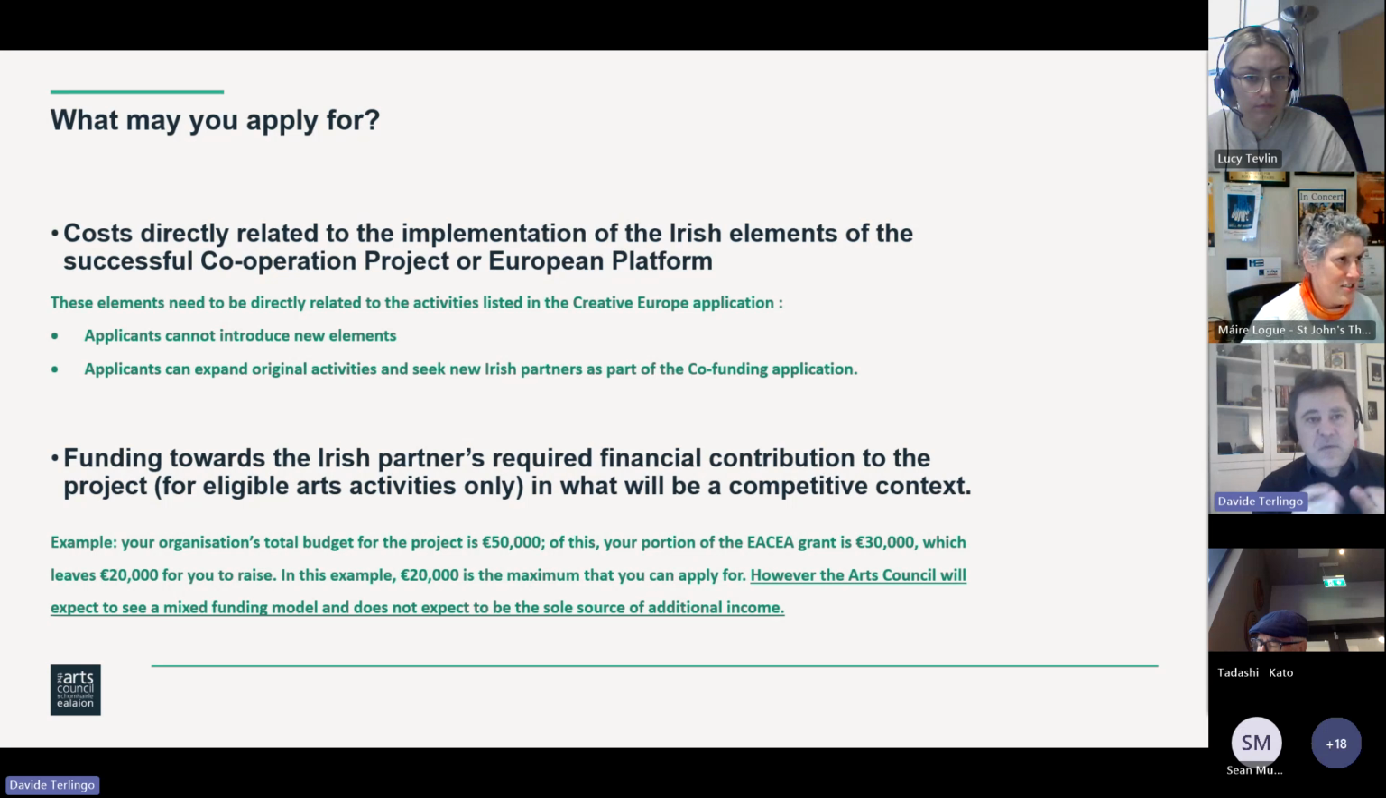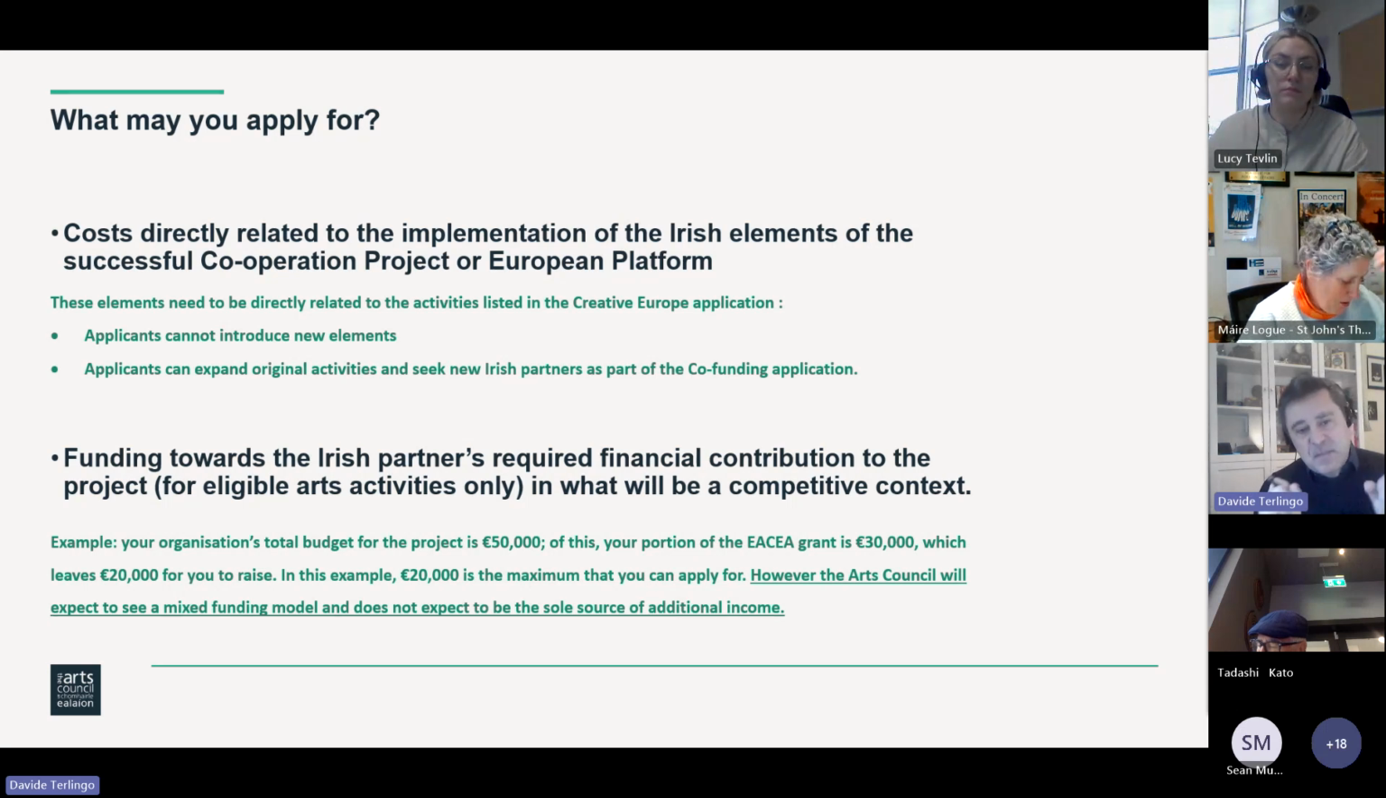For instance, if the Irish partner budget is 50,000 euro for all the activities, as an example, and the portion of funding you receive from the European authority is 30,000 euro, essentially you can apply for a maximum of 20,000 euros. So this is really what you are eligible to apply for. If you apply for more than that amount, your application will be deemed ineligible. So this is a very important point.